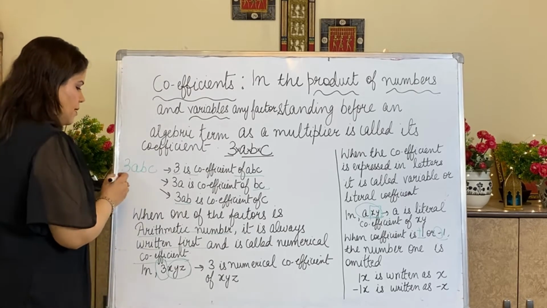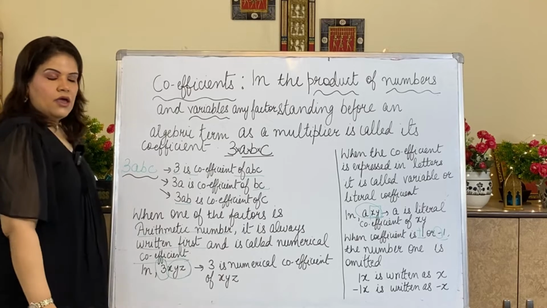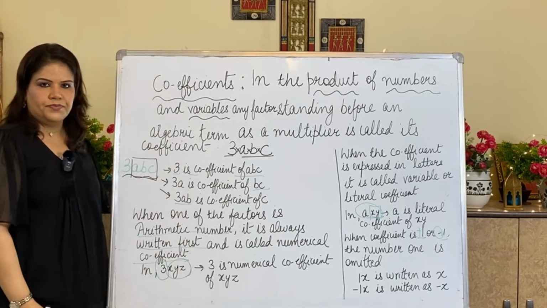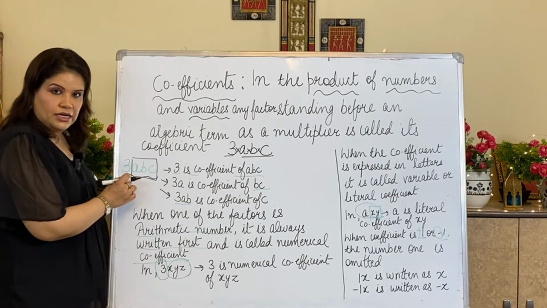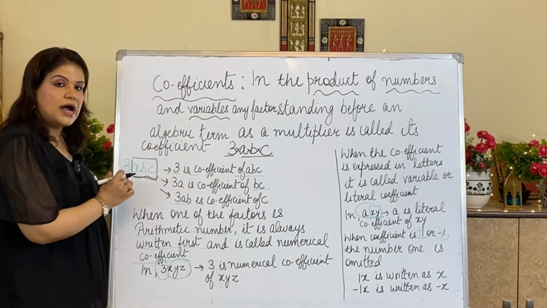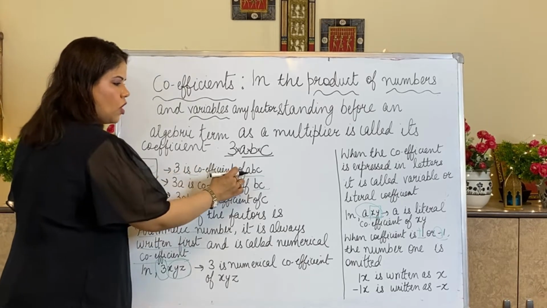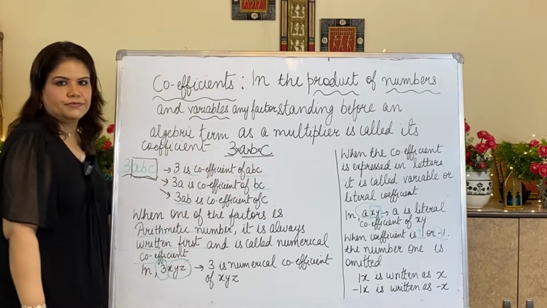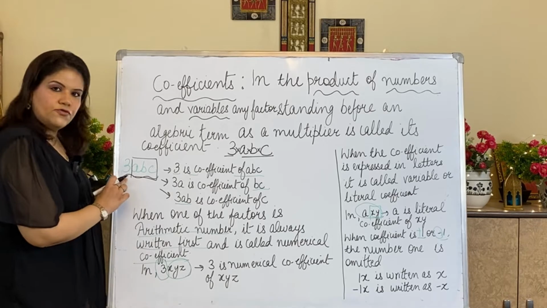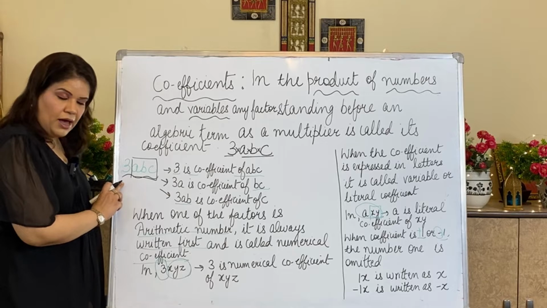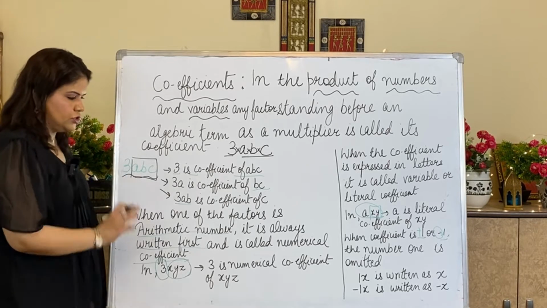Like I am taking 3abc. If I take abc as an algebraic term, 3 is standing before this term as a multiplier. So 3 is the coefficient of abc. It is a factor, and it is standing before it as a multiplier. So 3 is a coefficient.